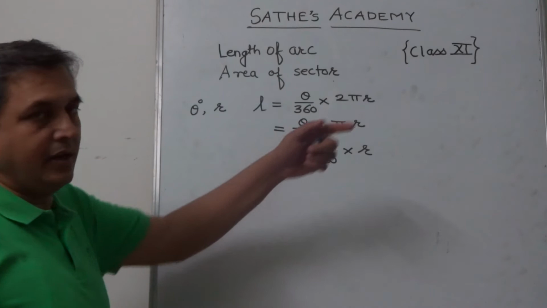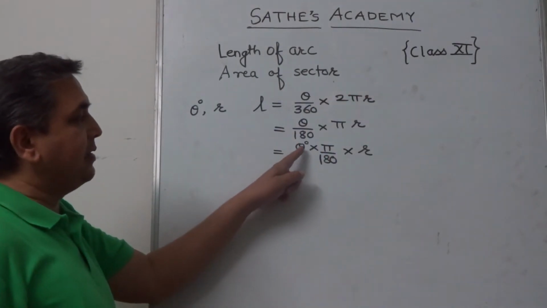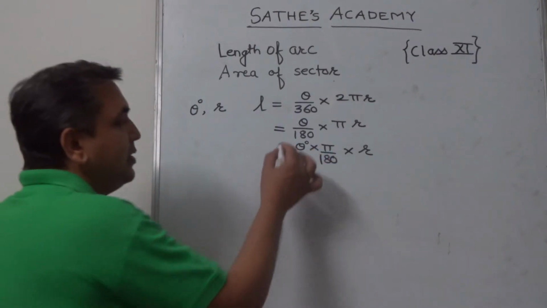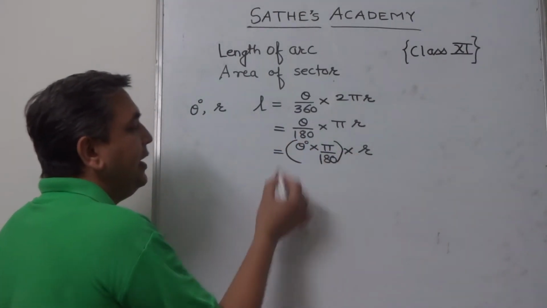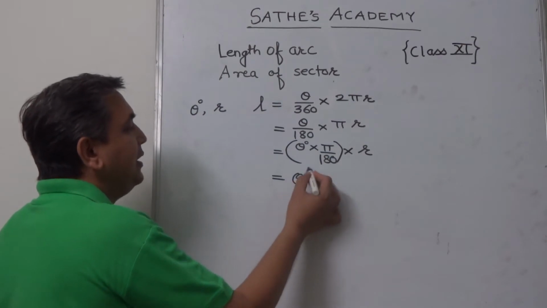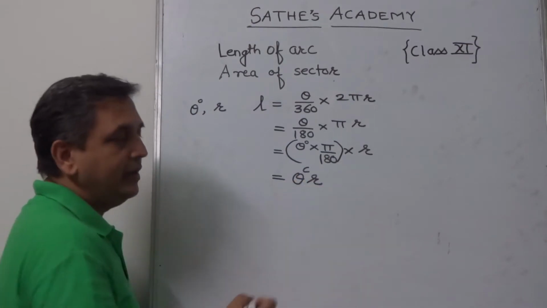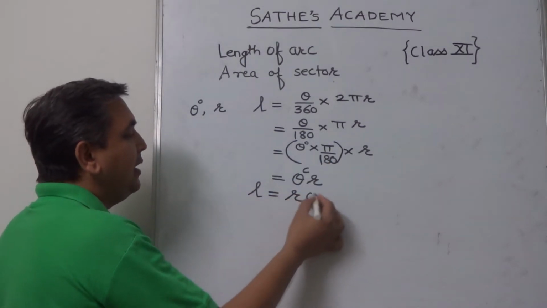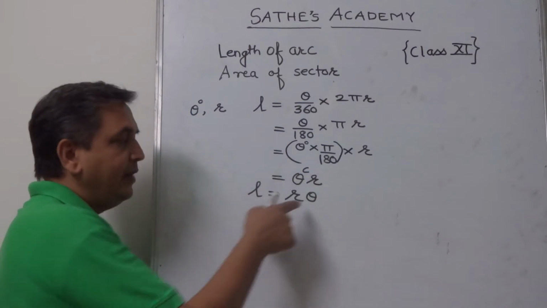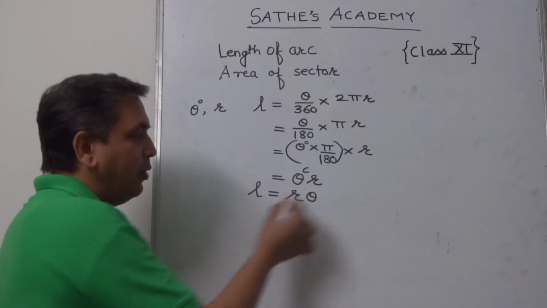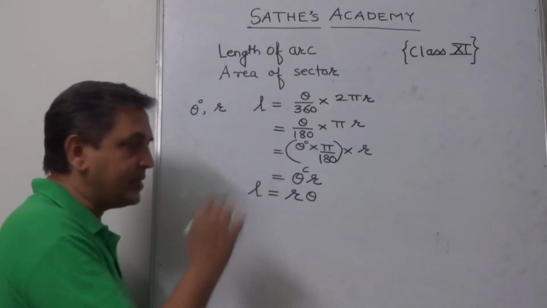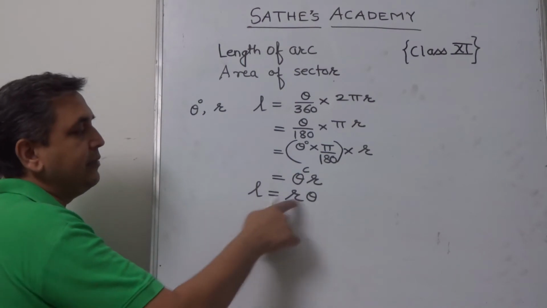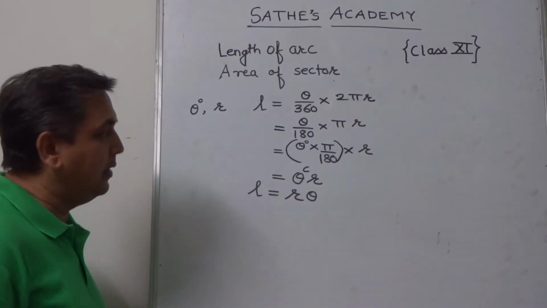Now here earlier we have seen angle in degrees. When multiplied by pi by 180, it becomes angle in radians. So this now becomes angle in radians and we denote it as theta radian into r. We just omit the sign and we write L equal to r into theta, where theta is in radians. We do not write the notation, but we understand that this is angle in radians. So length of arc is equal to r theta is the simple formula.